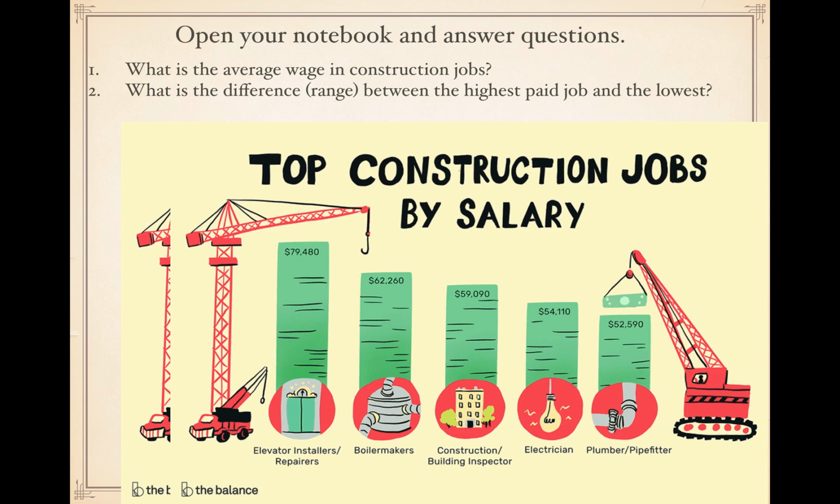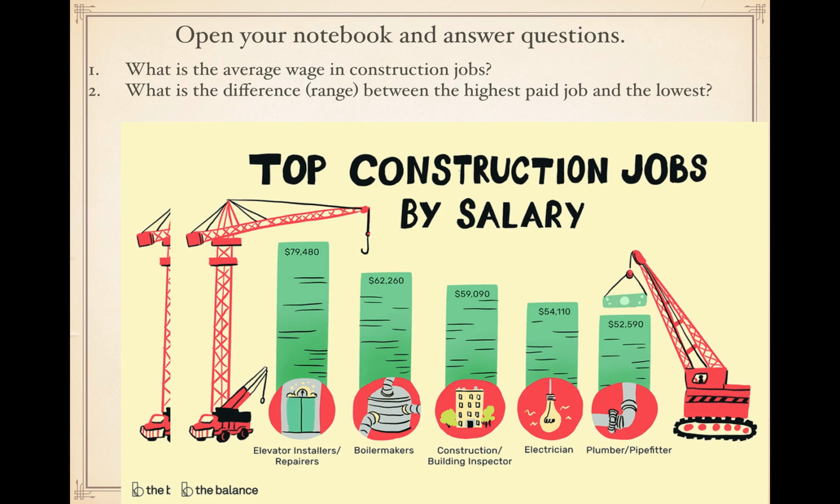Now, another one is about jobs, construction jobs, okay, for example, or any type of jobs. So open your notebook and see if we can answer these questions as well. Now look at this diagram. It shows you the bar graph. Now you can see there's 5 different types of construction jobs and they all pay differently. Now you can see that the elevator installers and repairers are earning quite a lot of money, or definitely more than plumbers. So all of these 5 different types of construction jobs are shown here.